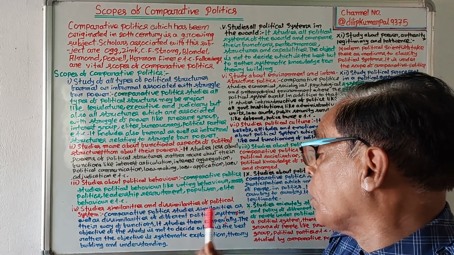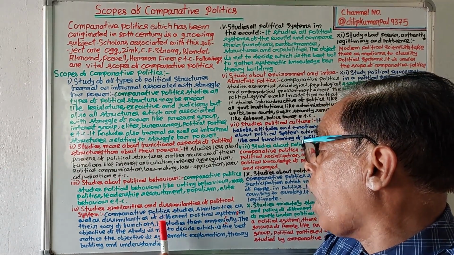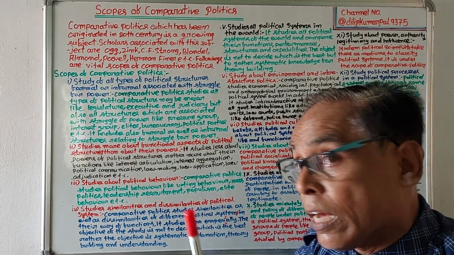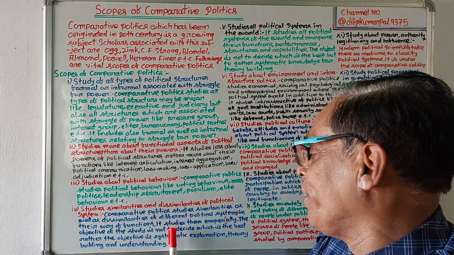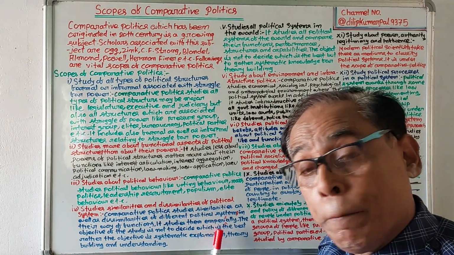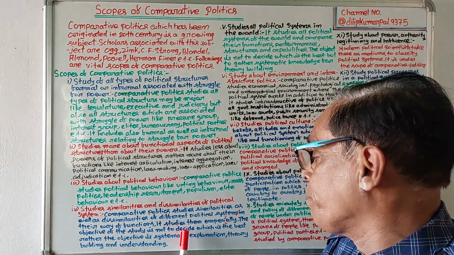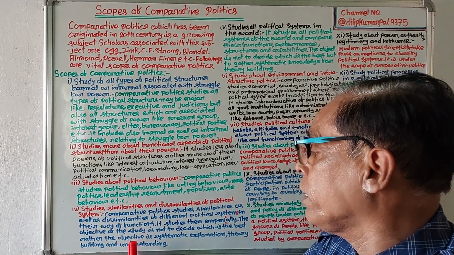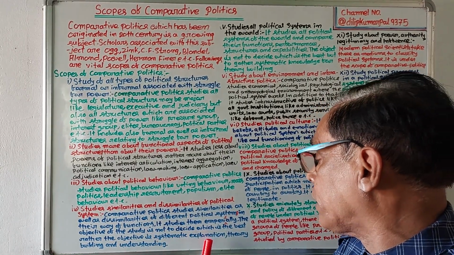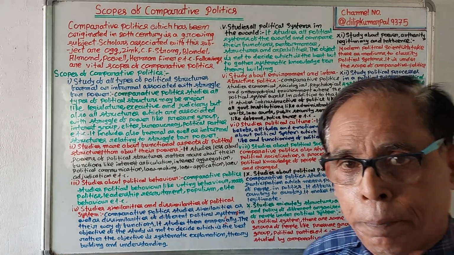Comparative politics studies similarity as well as dissimilarities of different political systems in their way of functioning. It studies them empirically. The objective of the study is not to decide which is the best, rather the objective is systematic explanation, theory building and understanding.